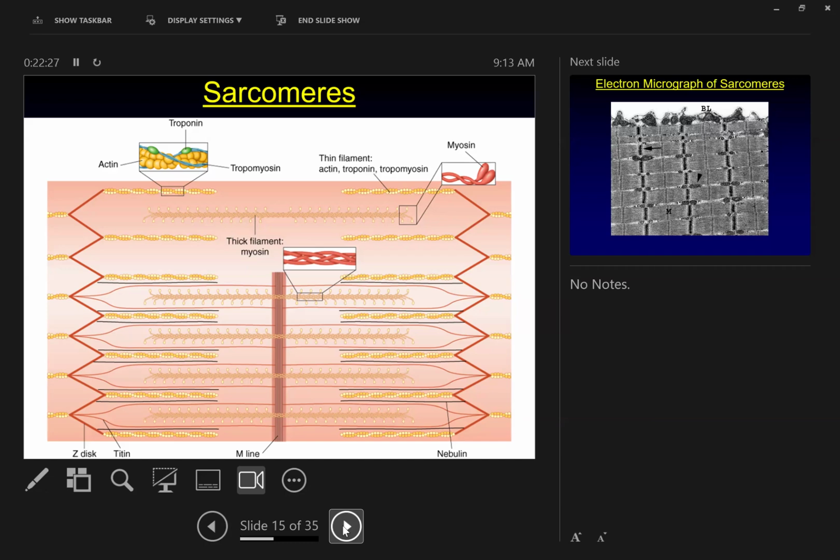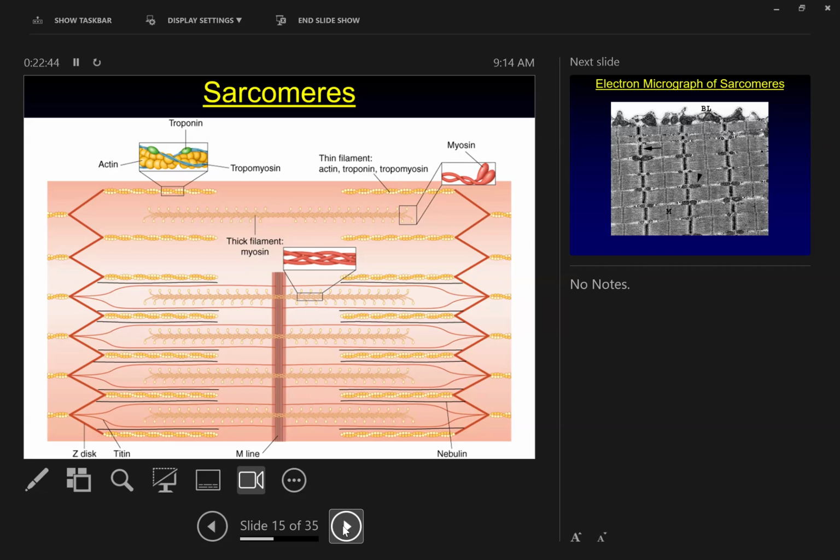Other than that, if you look at stuff in the book, they'll talk about different areas inside the sarcomere. There's an A band and an I band and an H zone and an M area and all of these things. Don't concern yourself with all of that, okay?